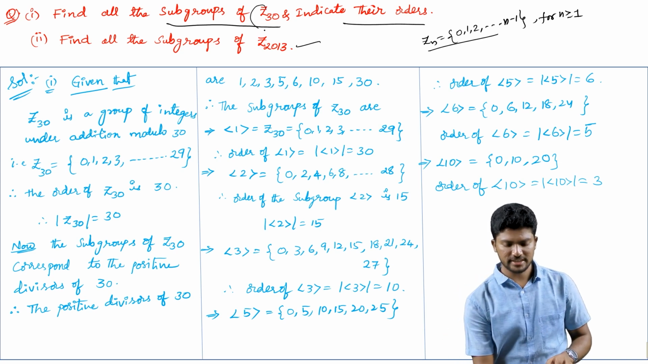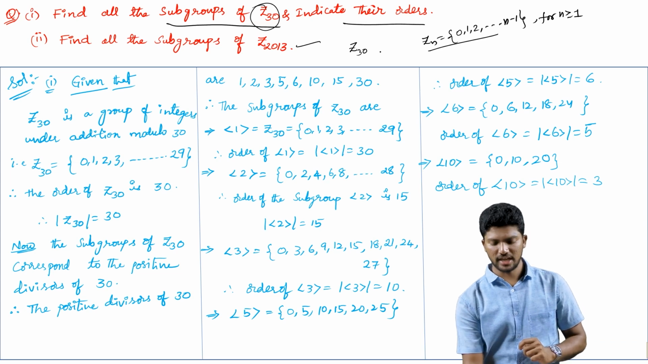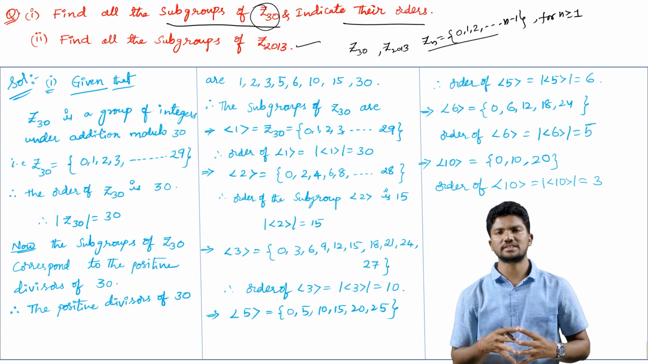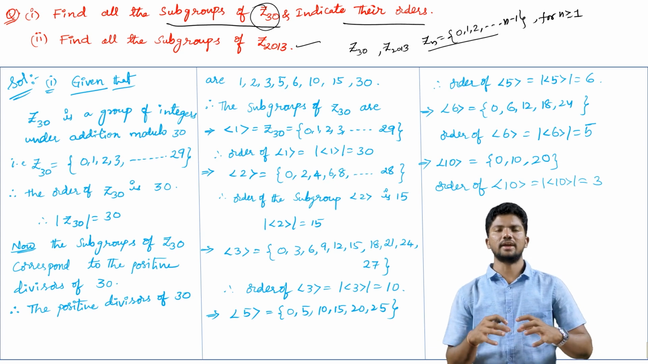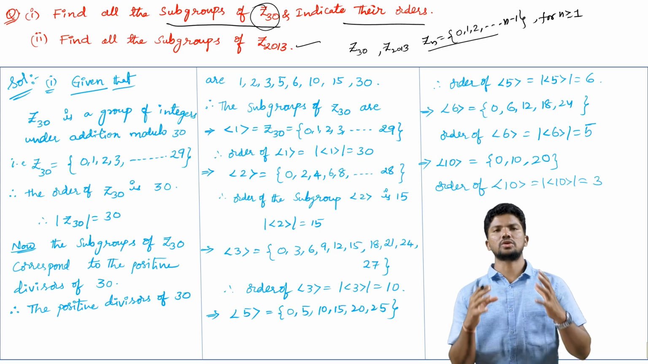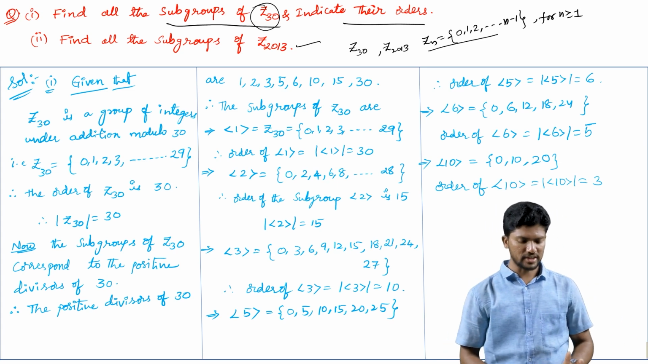Here he is asking Z suffix 30, where n is equal to 30, and he is also asking Z suffix 2013. So we have to find the total number of subgroups of these groups and we have to find their orders. Order is nothing but the total number of elements in that group. So let's see the solution of the first problem.